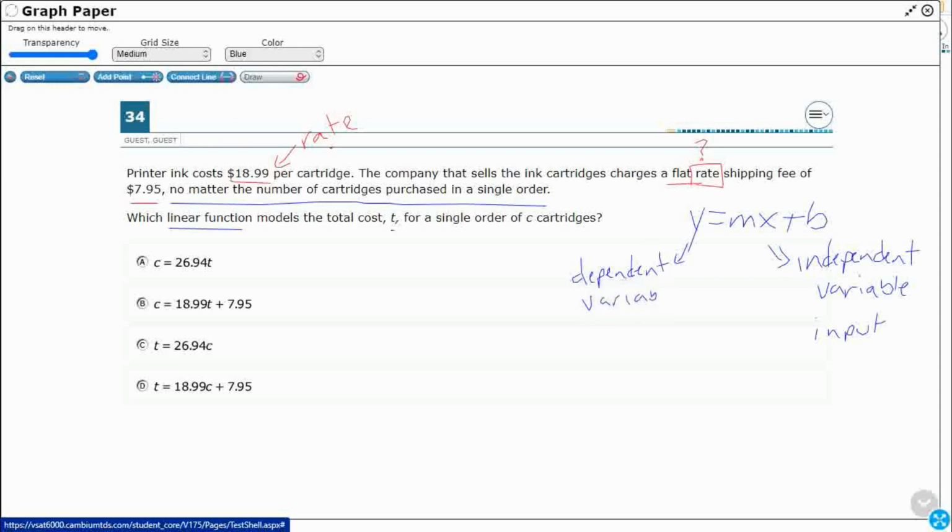And the reason this is important is because there are no x's and no y's in this. So we're going to have to match the x's and the y's with, I'm looking at c's and t's. Okay, so total cost is t. Okay, so total cost is t. And then single order of cartridges is c. Okay, so cartridges.